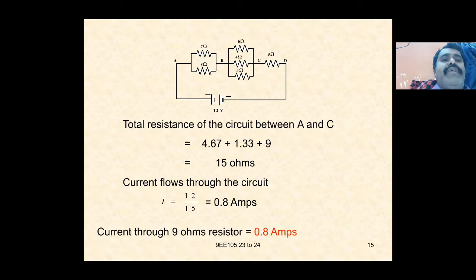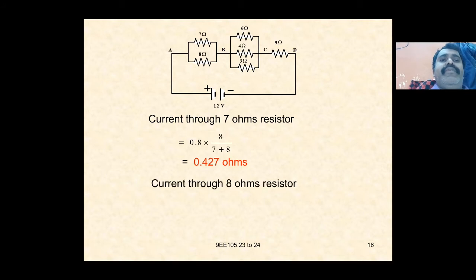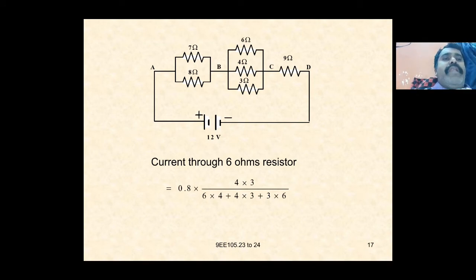Current through 9 ohms resistor is equal to 0.8 amperes. Current through 7 ohms resistor is equal to 0.8 into 8 by 7 plus 8, which is equal to 0.427 amperes. Current through 8 ohms resistor is equal to 0.8 into 7 by 7 plus 8, which is equal to 0.373 amperes. Current through 6 ohms resistor is 0.8. Again the 3 ohms resistor is connected in parallel, that is 4 into 3 divided by 6 into 4 plus 4 into 3 plus 3 into 6.